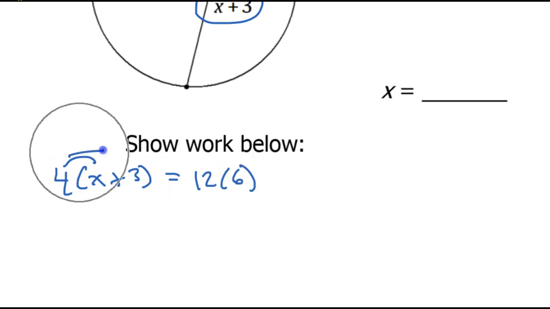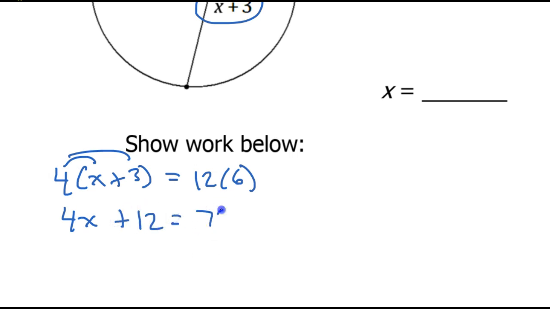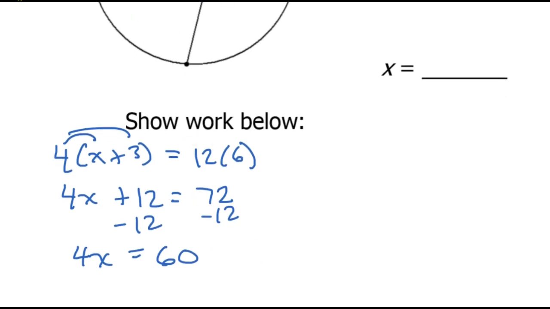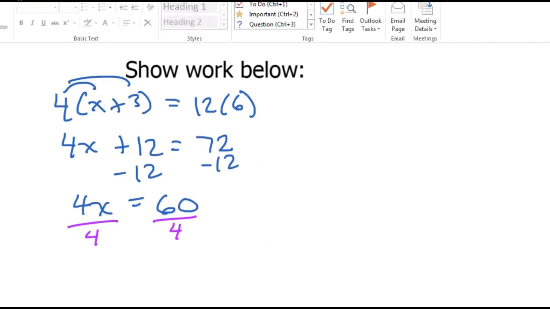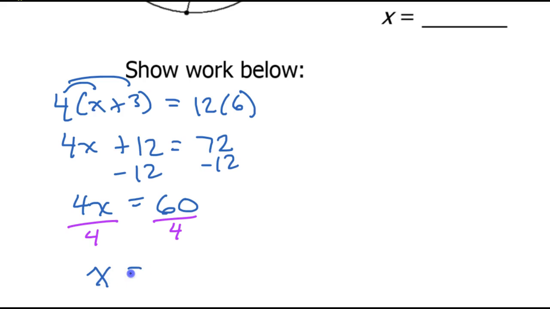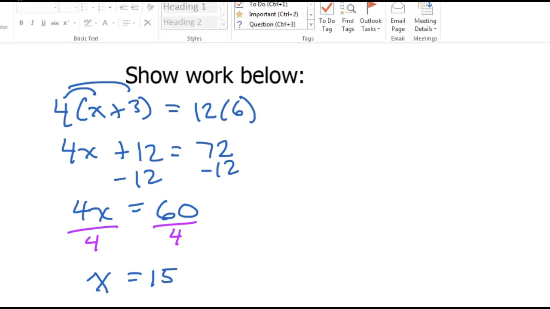Okay, so a little distributive property here, and I get 4x plus 12, and this will equal 72. To solve this, I'm doing minus 12 on both sides, so then I will have 4x is equal to 60, and then I'm going to divide both sides by 4. And that's looking like 15. Okay, so x is 15.